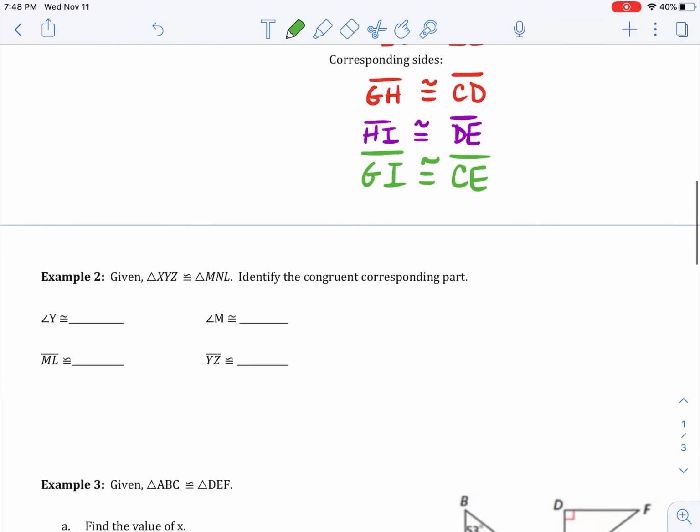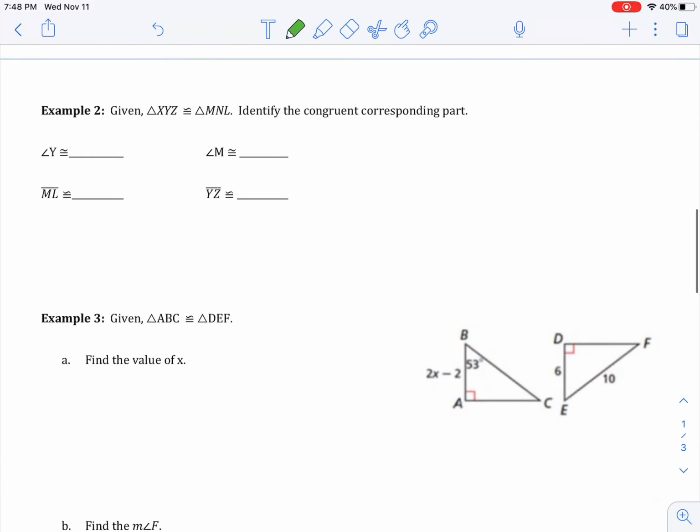However, if you look at example 2, there is no picture. So now you're going to have to go by the congruent statement. Again, this thing right here that I'm boxing in red is called the congruent statement. And the order they wrote the letters in is meaningful. It means they're telling you how the parts match up.